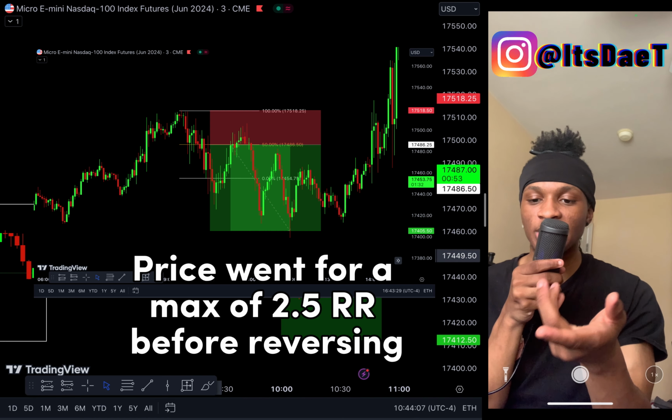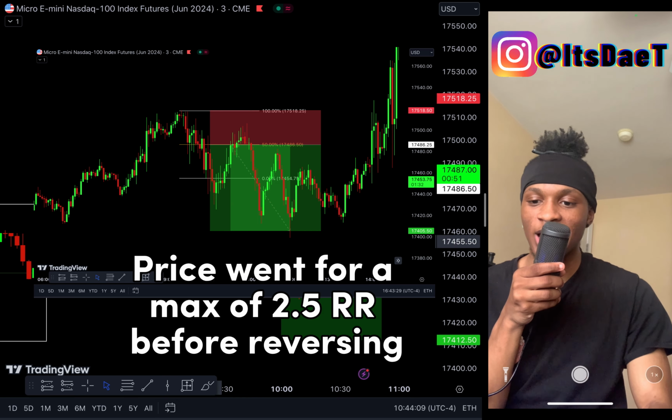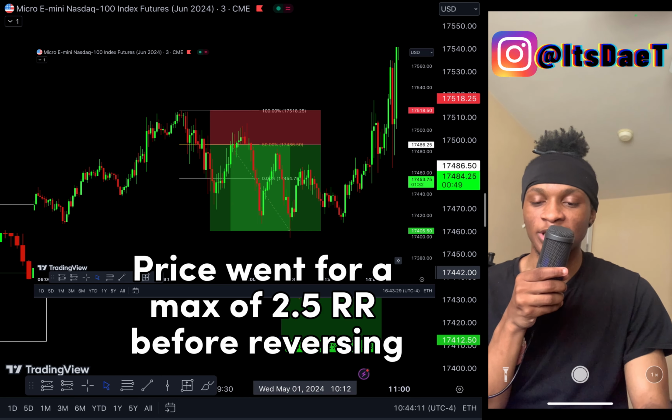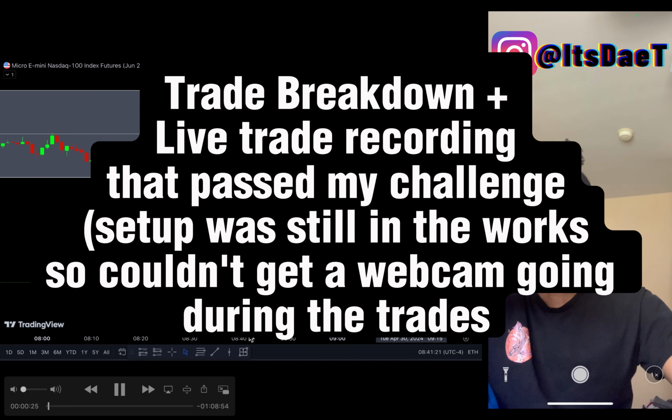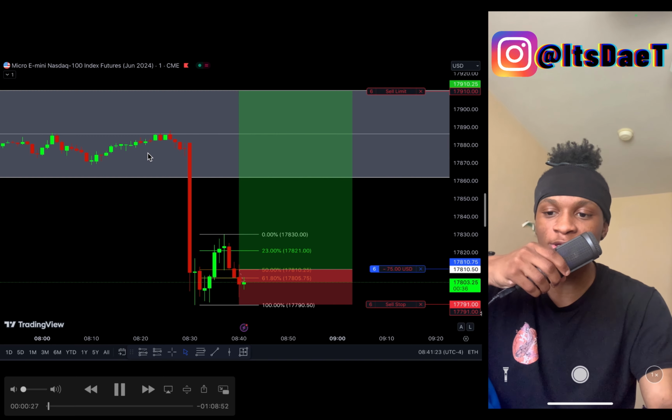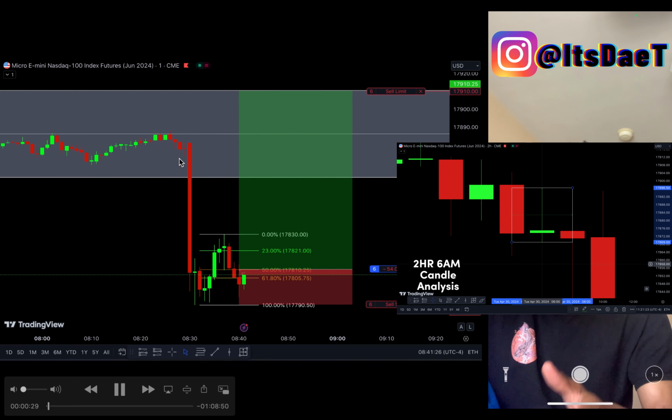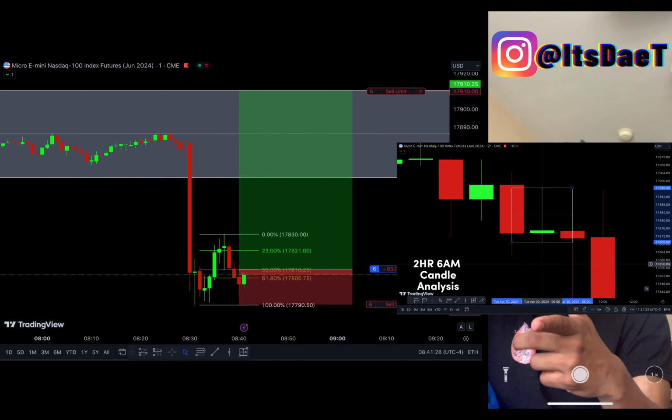I'll probably post what happened after this trade or something like that. I don't know. I'll put up a screenshot if I see price doing whatever it's doing. Yeah, so this is going to be a recording of the trade that I took yesterday. Basically within this trade, this is going to be the 2-hour 6 a.m. candle. I'm going to go ahead and put a screenshot on it so y'all can see it.